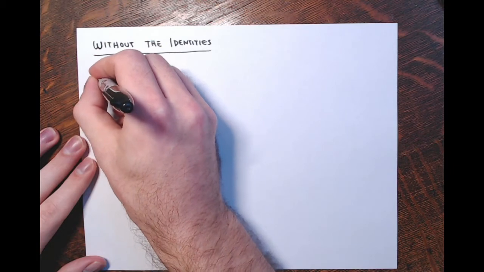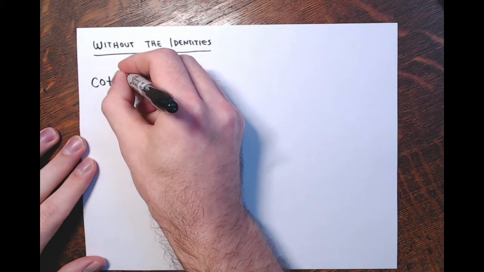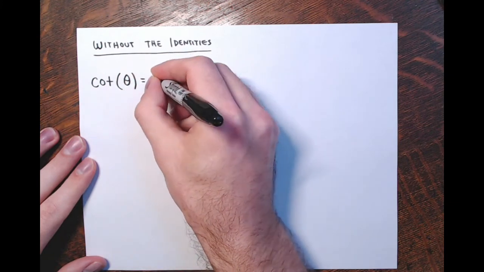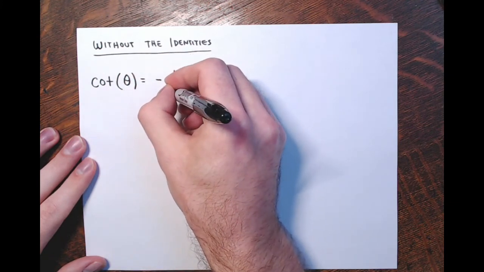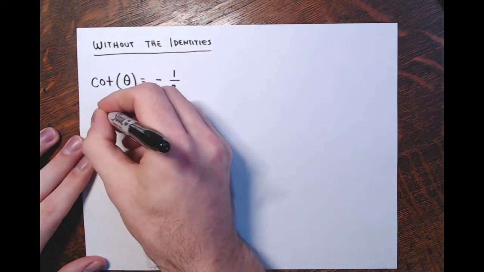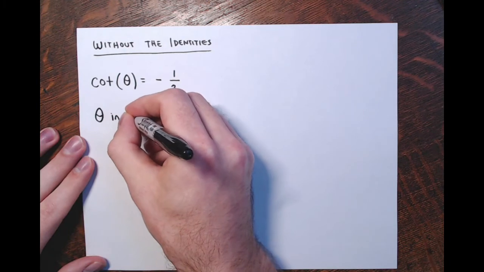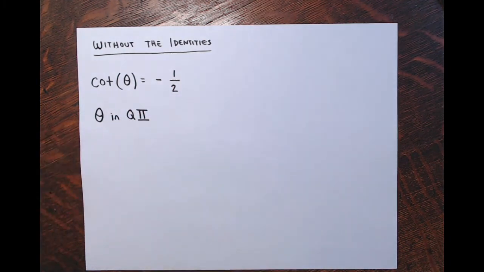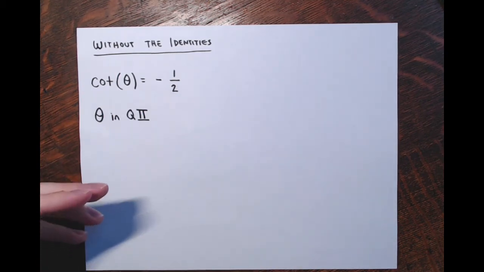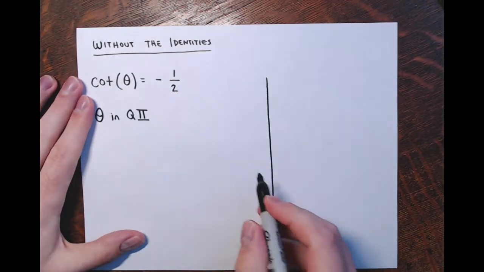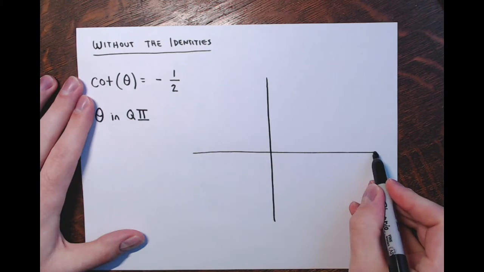We're given that the cotangent of some angle called theta is -1/2, and we're also given that this angle theta ends in quadrant 2. So what I'm going to do is draw a picture of this angle theta, and we're going to set up a little right triangle in our picture. And again, you've seen me do this before in previous chapters.